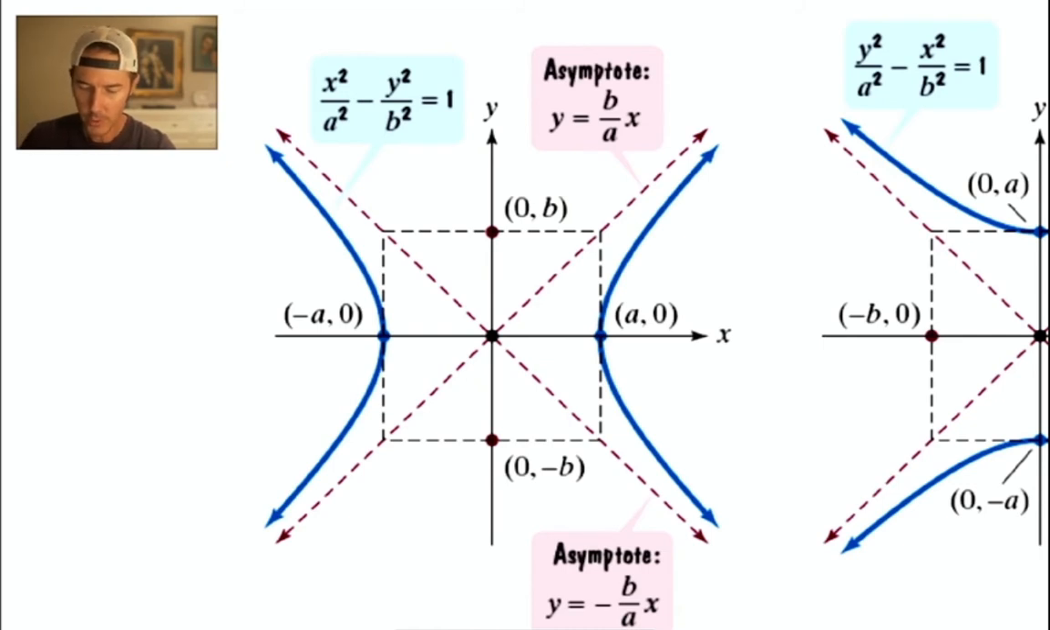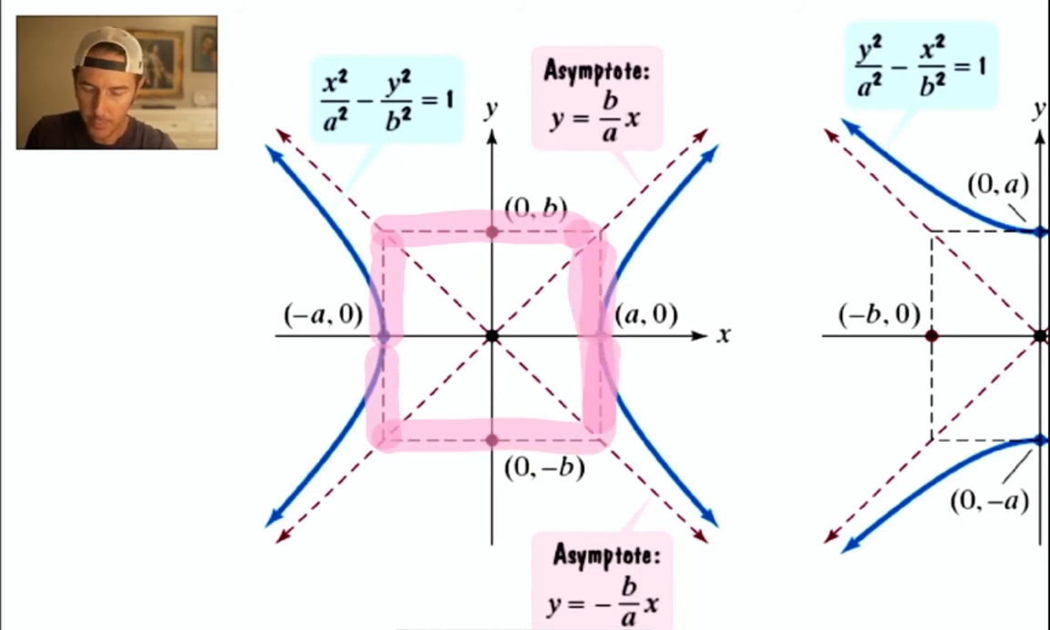Well, now we know what to do with the b value. We're going to draw this vertical distance up, and we're not going to draw it there. Really, we're going to draw it out of the vertices in the vertical direction, in this case up and down, and that allows us to create this box. And through this box, we can draw these asymptotes.